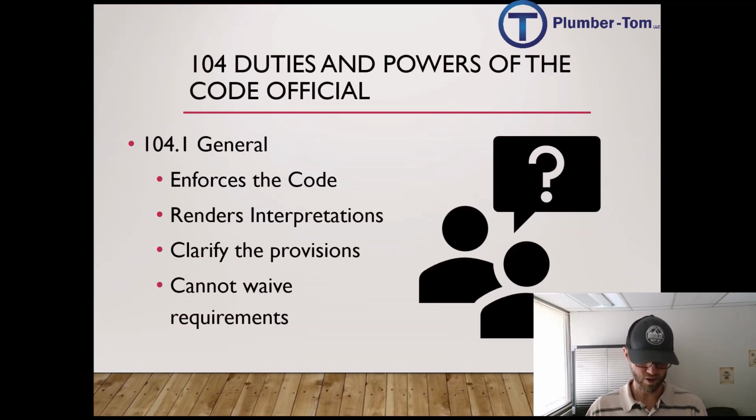It says a code official is hereby authorized and directed to enforce provisions of this code. The code official shall have the authority to render interpretations of this code and to adopt policies and procedures in order to clarify the application of its provisions. So we kind of see this listed here. They get to enforce the code, render interpretations to the code. That means you read it and they read it, and they're going to be able to say, well, this is what this means. You might have misunderstood, but let me clarify this for you.